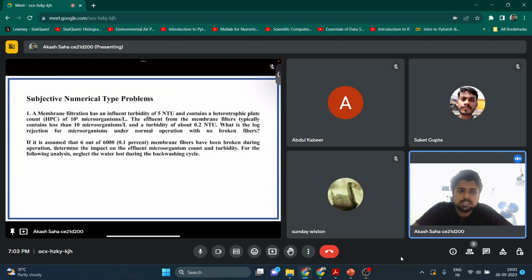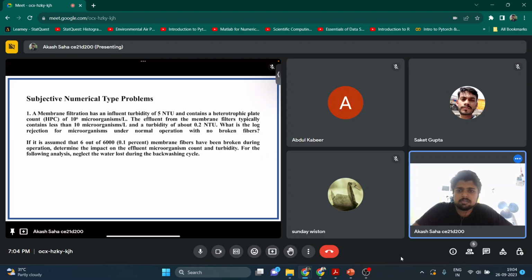So this is the first subjective question. It says that a membrane filtration has an influent turbidity of 5 NTU and contains a heterotrophic plate count, which is nothing but the bacterial count, of 10 to the power 6 microorganisms per liter. So this is the influent: 5 NTU and 10 to the power 6 microorganisms per liter. And the effluent from the membranes typically has less than 10 microorganisms per liter and turbidity of 0.2 NTU. So we have the details about the influent and the effluent from the membrane. What is the log rejection of microorganisms under normal operation with no broken fibers?